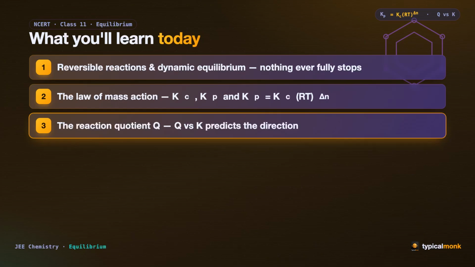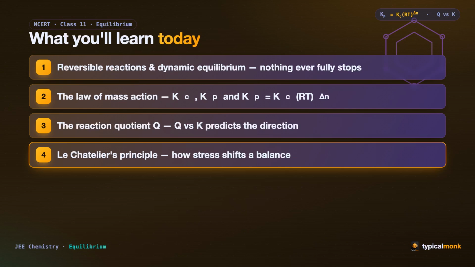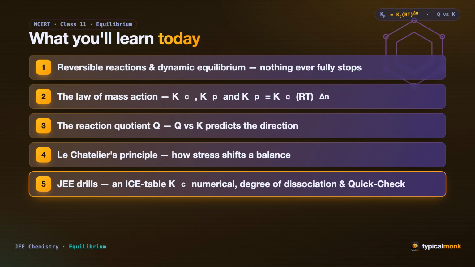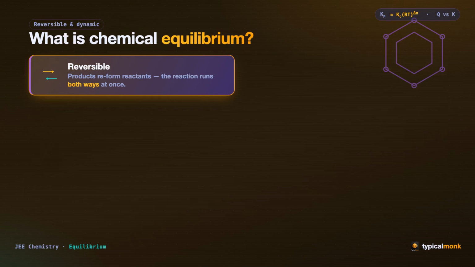Third, the reaction quotient Q. Comparing Q against K tells you which direction the reaction will move. Fourth, Le Chatelier's principle, how a stress shifts the balance. And fifth, the JEE drills, an ICE table Kc numerical, degree of dissociation, and a fully numerical quick check. Ready? One idea at a time. Let us begin with the most basic identity of equilibrium itself.